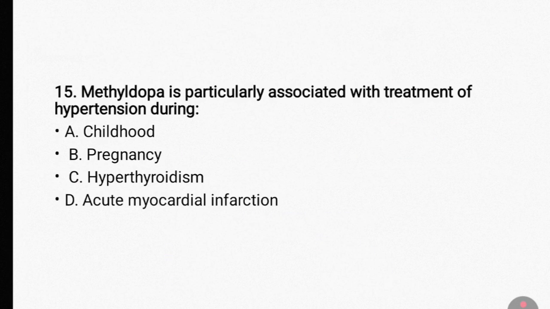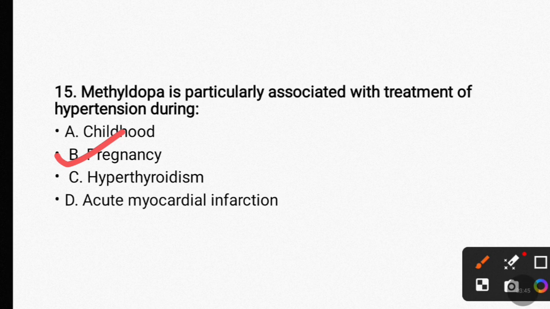Methyldopa is particularly associated with the treatment of hypertension in which case? Option A, childhood. Option B, pregnancy. Option C, hypothyroidism, and option D, myocardial infarction. So here the right answer is option B. In pregnancy, methyldopa is very much essential for the treatment of hypertension.